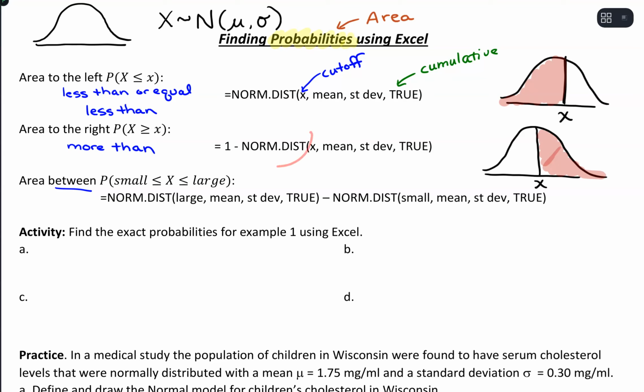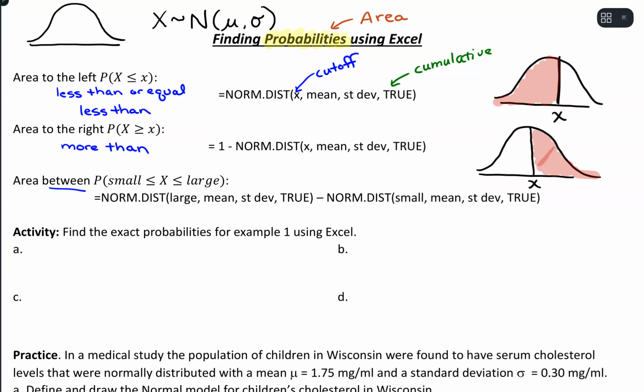Now, like I was saying, this norm.dist, normal distribution function within Excel, always works with area to the left. So in that first example, we didn't have to do anything special to it. This one, since we want area to the right, we just use the complement rule. So we would do 1 minus that area to the left. And then whatever's remaining gives us the exact area we want. So for any case of more than or greater than, you'll have this 1 minus and then that normal distribution function. Same thing, you'll have your mean, your standard deviation, and we'll always be writing true right there.